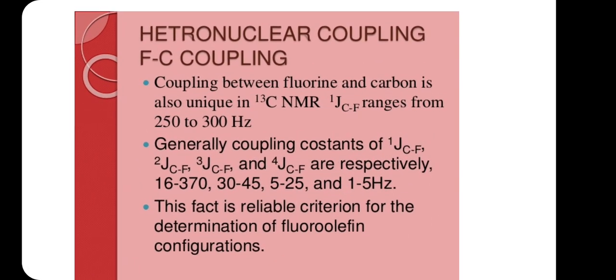This is a heteronuclear coupling. Coupling between fluorine and carbon is also unique in C13 NMR. 1J coupling ranges from 250 to 300 Hz. Generally, the coupling constants of 1J, 2J, 3J and 4J are respectively 160 to 370, 30 to 45, 5 to 25 and 1 to 5 Hz. This fact is a reliable criterion for the determination of fluoroolefin configurations.